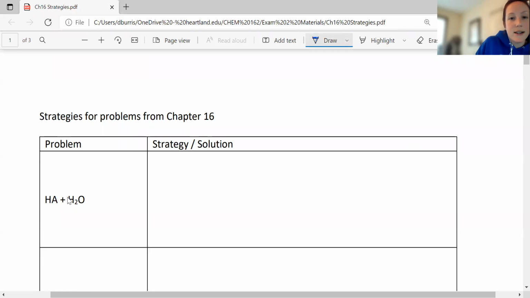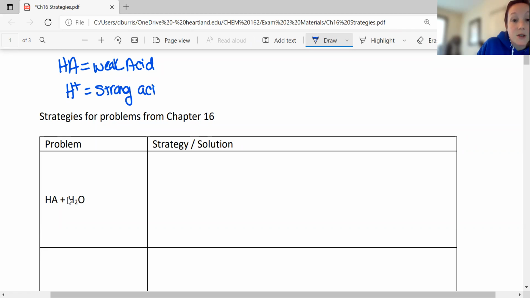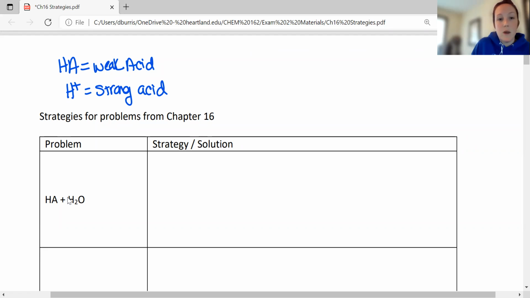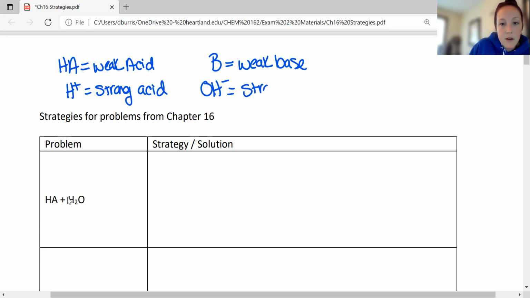Okay, so if I have it written as HA, that is a weak acid, whereas H plus means a strong acid. So yes, you do have to know your 6 strong acids still. Assume every other acid is weak, but weak acids mostly stay together. That's why we write them as HA. And then for bases, B is a weak base, and a strong base is just OH minus, because all of the strong bases have OH minus.